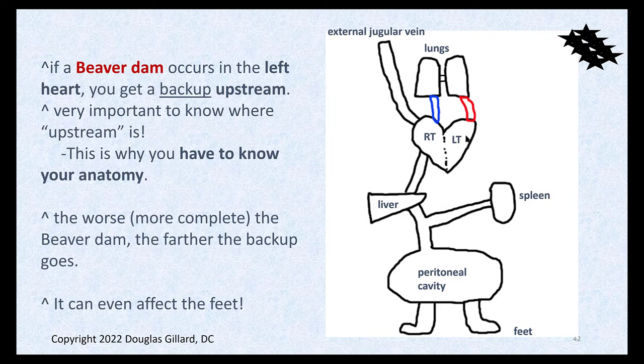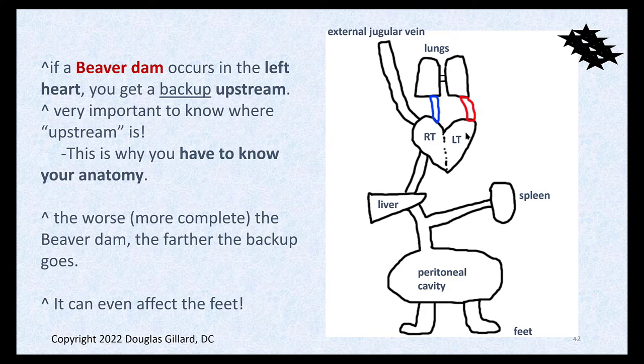The blood is flowing through the left side of the heart and out to the body. The blood is coming back through the superior and inferior vena cava into the right heart. So if you have any type of a beaver dam in the left heart, such as a tumor growing in the left ventricle, or if the aortic valve has gotten stuck and won't open, aortic stenosis, that will not let blood out of the heart. If the heart is just failing and doesn't beat enough, the heart won't be able to process blood.